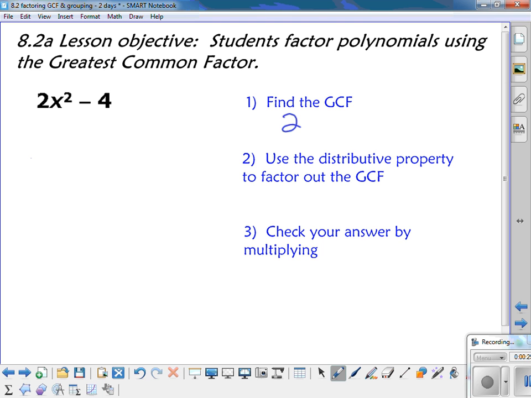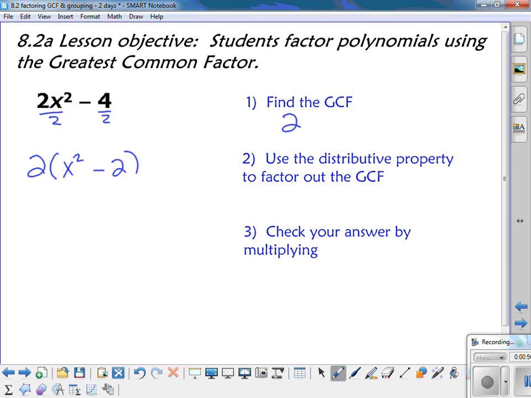So I use the distributive property essentially in reverse. I'm going to divide that 2 out of both of those and then put what's left inside parentheses. So if I divide 2x squared by 2, I'm left with x squared, and then negative 4 divided by 2, I'm left with 2. So I'm using the distributive property, but I'm going backwards.